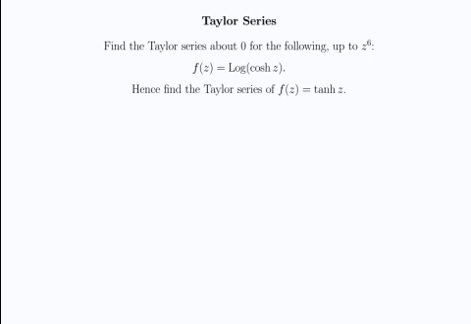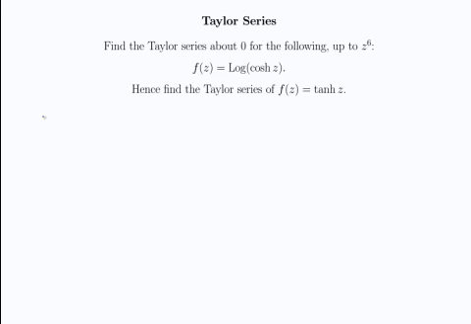In this screencast I'm going to look at finding the Taylor series of two functions of z, where z is a complex variable. For the first one, the function I've chosen is the log of cosh of z, and I want to find the Taylor series of this function about z equals 0 up to and including the term in z to the 6. After that, I'm going to be finding the Taylor series of f of z equals tanh z, but we'll leave that one for now and come back to it later.